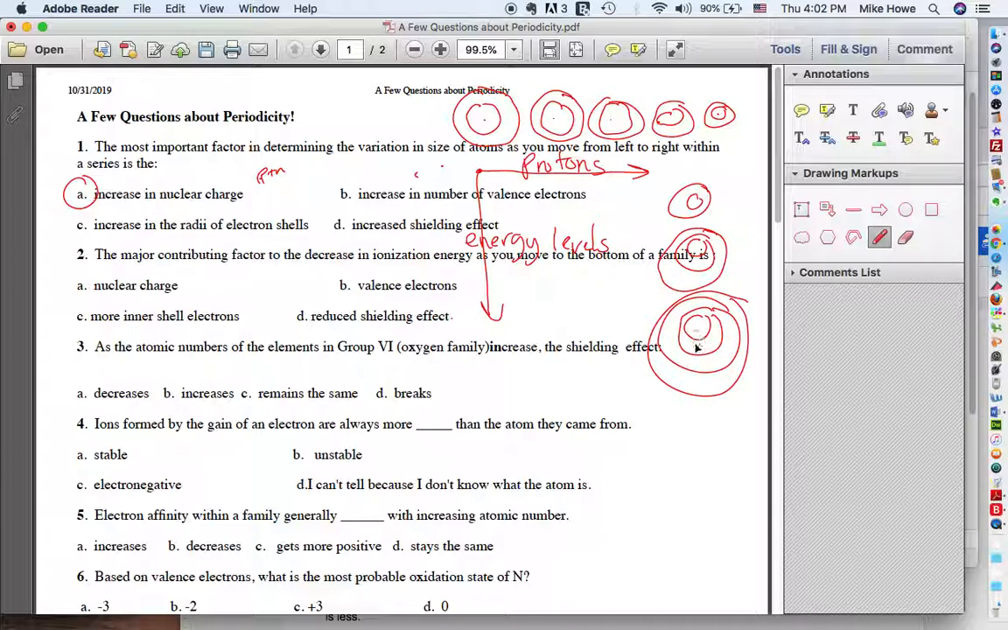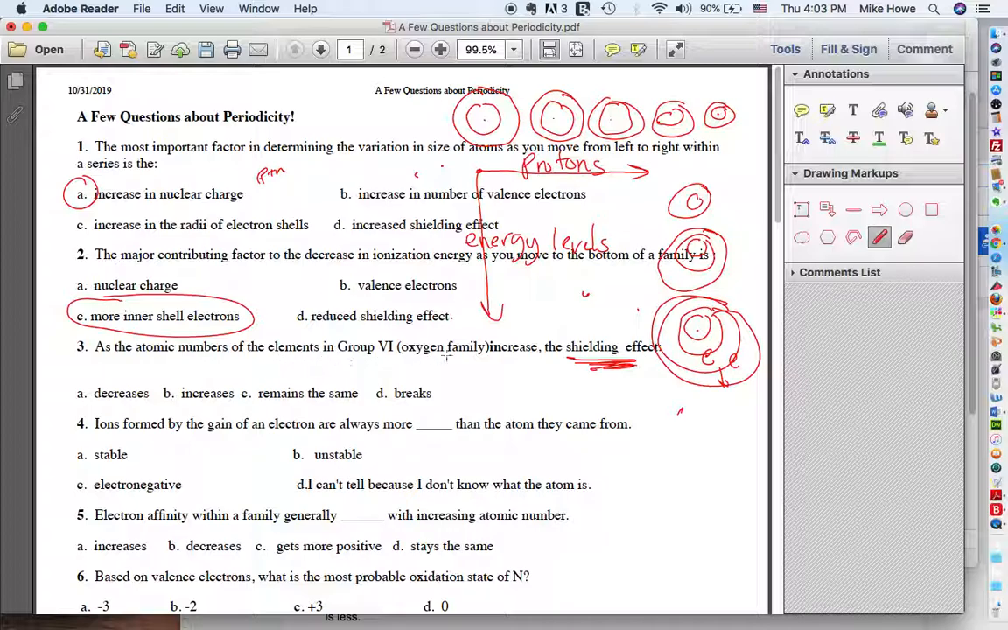So even though there's more protons, you have these inside electrons that are pushing out. Sorry, I think I erased the energy level there. So 1, 2, 3, 4. So you have the inside electrons that are pushing the outside electrons away. So here you've got inside electrons, and they push away on the outside energy level. What do we call that? We call that shielding effect. So as you go to the bottom, you're increasing inner shell electrons. That's the inside electrons. You're adding energy levels.